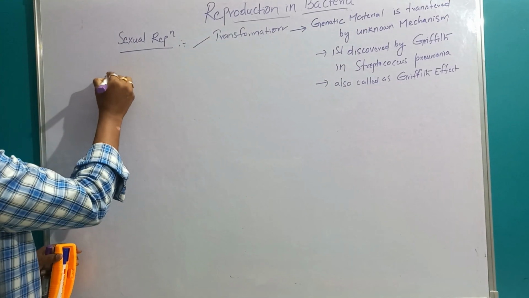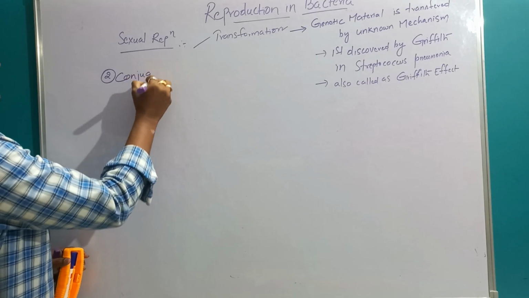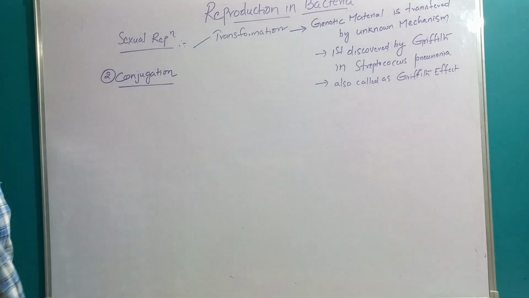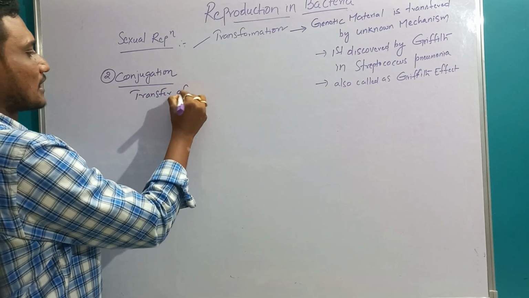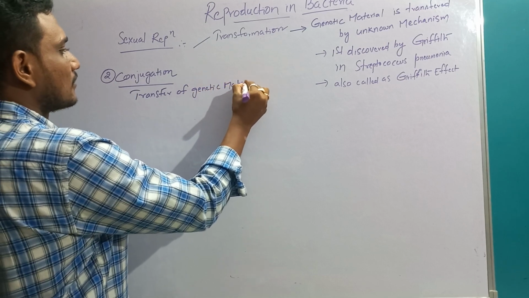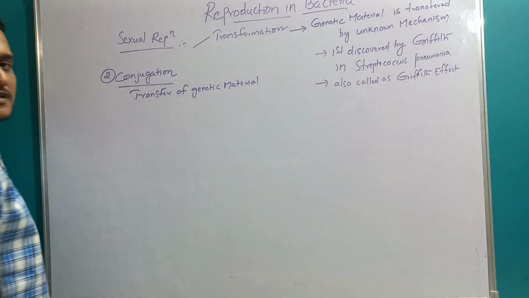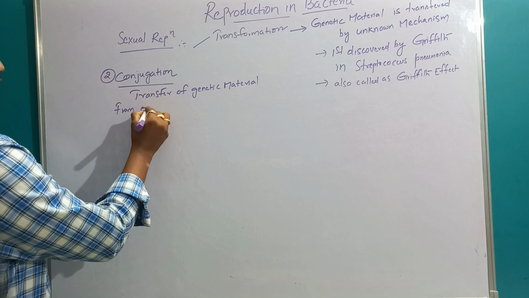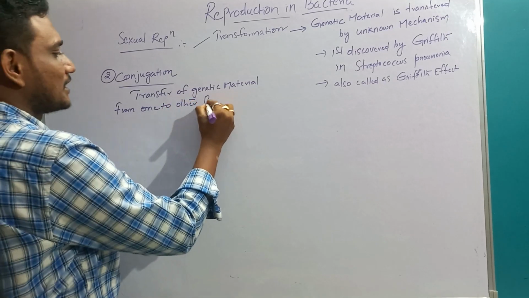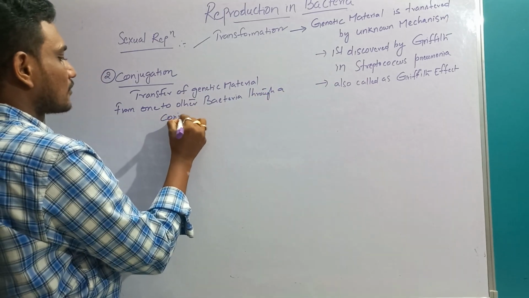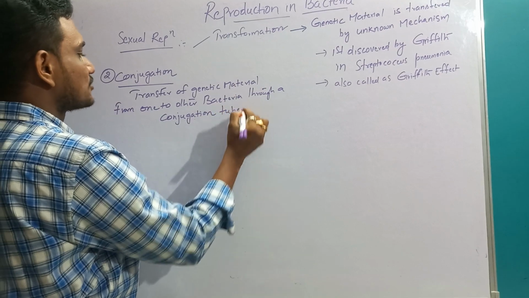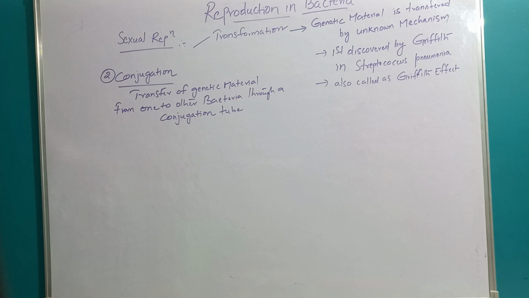Next, second one is conjugation. Conjugation means transfer of genetic material from one bacteria to another bacteria through a conjugation tube.